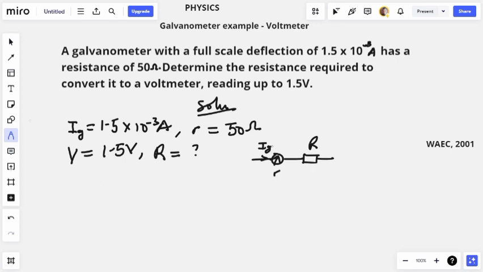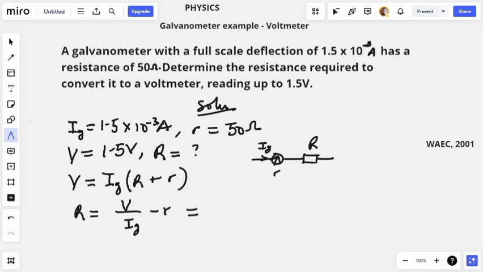So recall the relationship on how to convert a galvanometer to voltmeter. Voltmeter reading equals galvanometer current times the multiplier plus the internal resistance of the galvanometer. Then from here, if we make big R, since it is the one we are looking for, the subject of the formula, big R will be equal to the voltmeter reading divided by galvanometer current, minus the internal resistance.